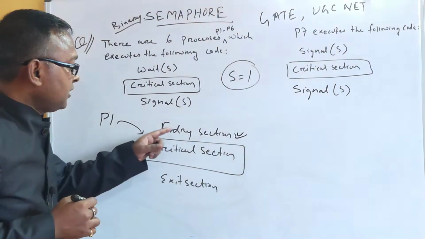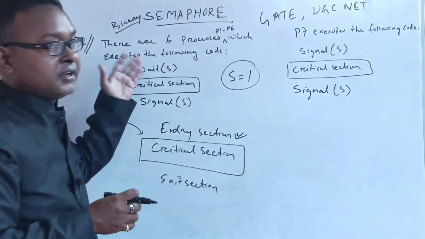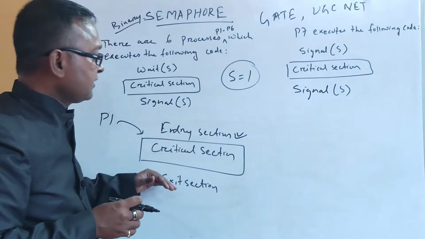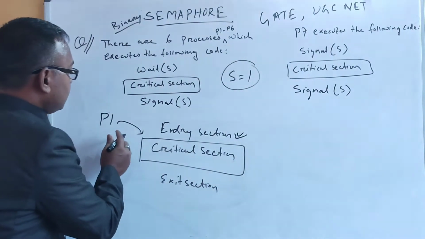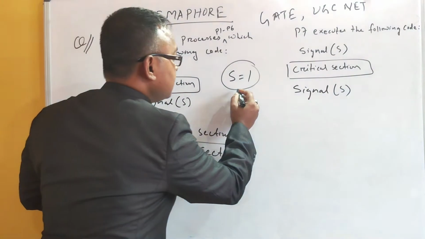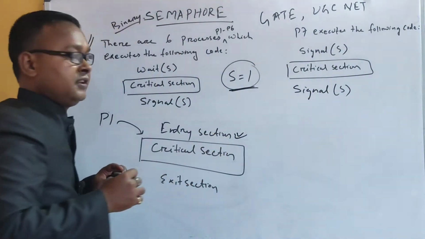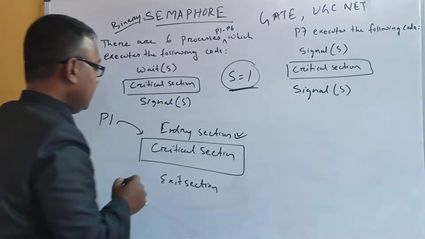It needs to execute the entry section. So what is the entry section? Entry section is the wait operation. And what is the exit section? Exit section is the signal operation, right? So process P1 needs to execute the entry section, and our semaphore is initialized to 1 in your binary semaphore, right? So the semaphore value is 1.